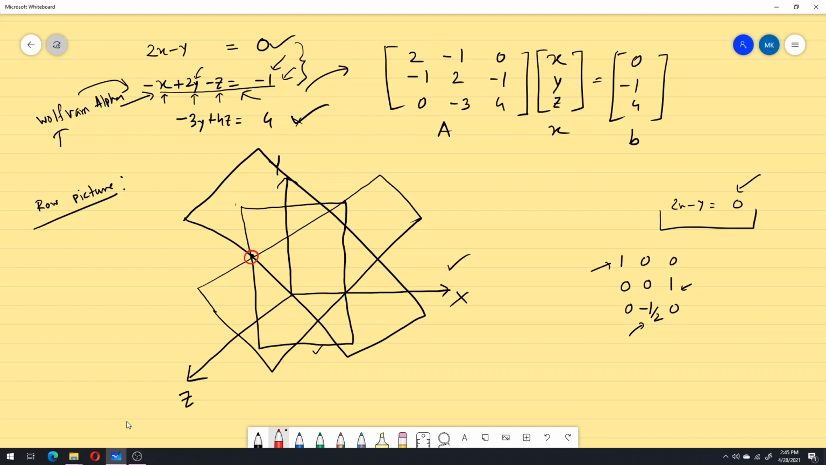So there are some takeaways from this row picture of a 3D coordinate system. The first one is, for every particular equation you get one plane in the 3D coordinate system. If two planes meet each other, then you will get a straight line as a solution. If three planes meet each other, you will get one single point as a solution, right? So this is the row picture.